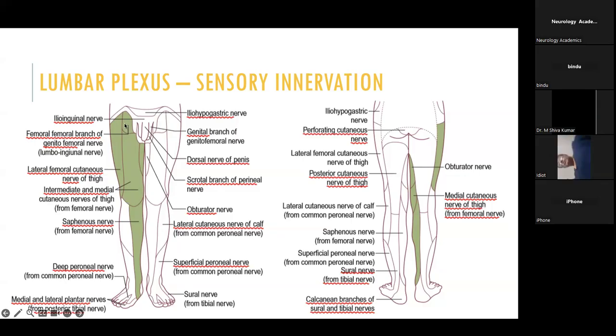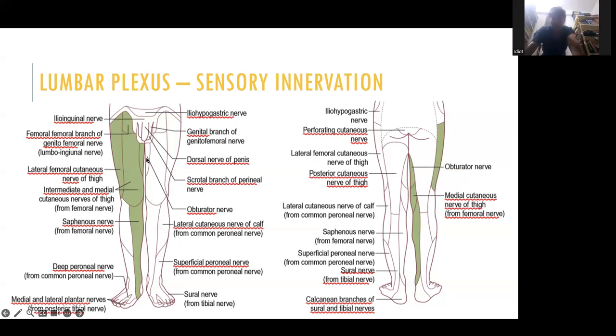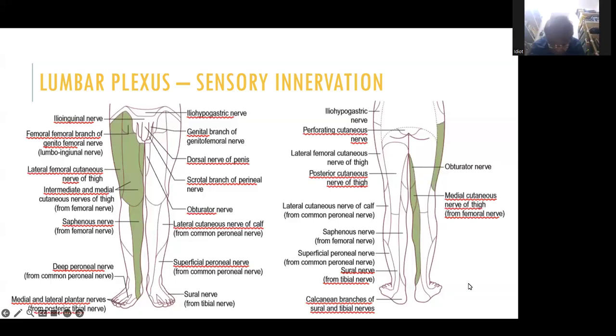And here, this is a sensory supply by the femoral branch of the genitofemoral nerve. And here in the medial calf, it is the saphenous nerve.